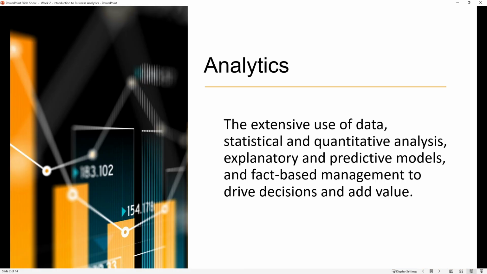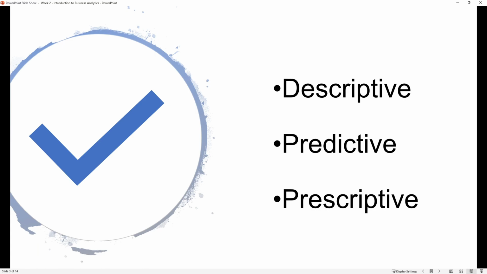Analytics is formally defined as the extensive use of data, statistical and quantitative analysis, explanatory and predictive models, and fact-based management to drive decisions and add value. We've already discussed that the main end goal of any analytical inquiry is to make a good business decision. And so in this lesson, we're going to break down some of the techniques that can be used to make these decisions. There are three main types of business analytics.